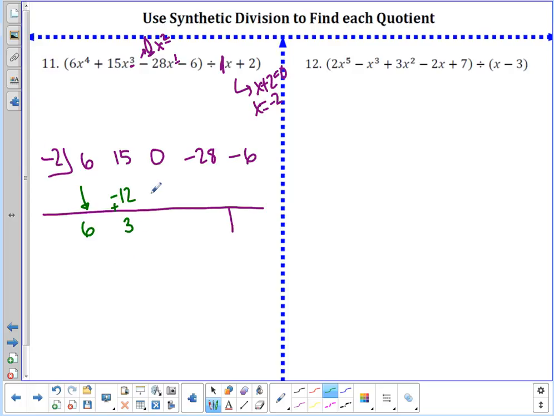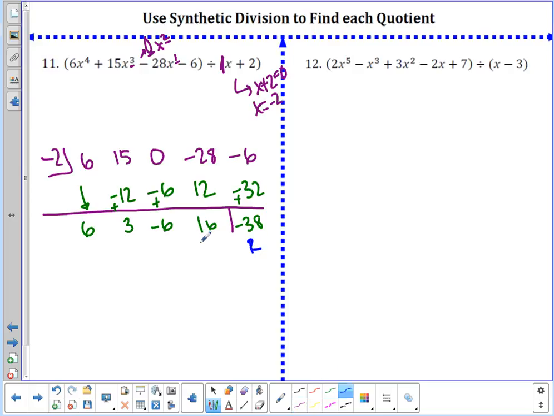Negative 2 times 3 is negative 6. Add those up, you get negative 6. Negative 2 times negative 6 is positive 12. And negative 28 plus 12 gives me 16. Negative 2 times 16 is negative 32. Add those up and I get negative 38. So I have a remainder here of negative 38, which is kind of a funny remainder, but that's okay.